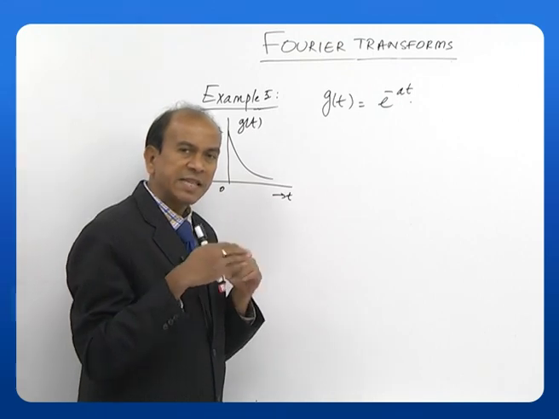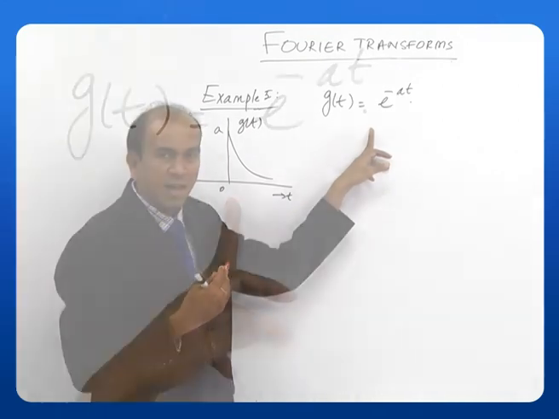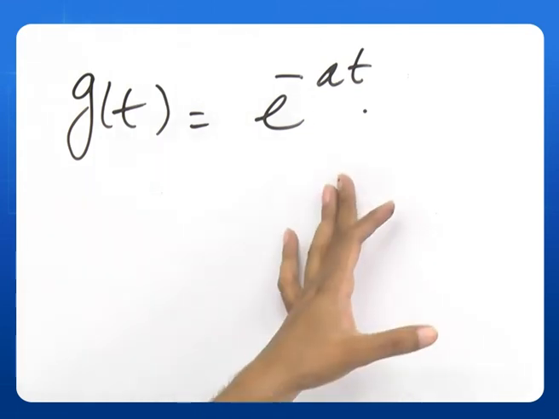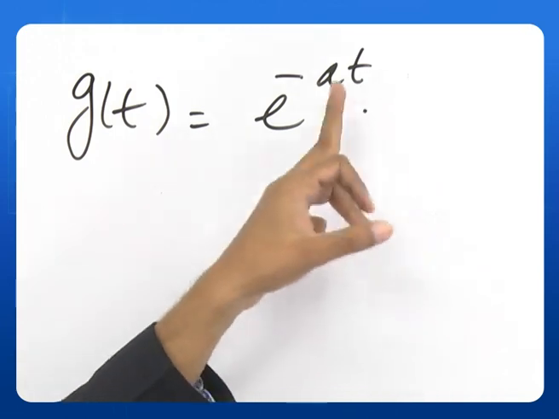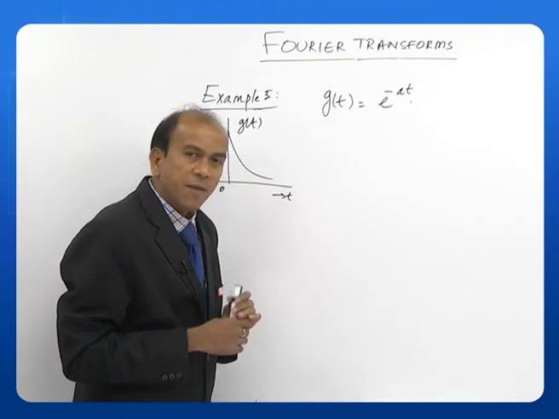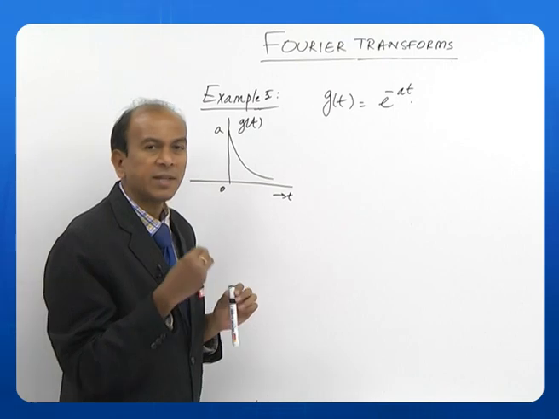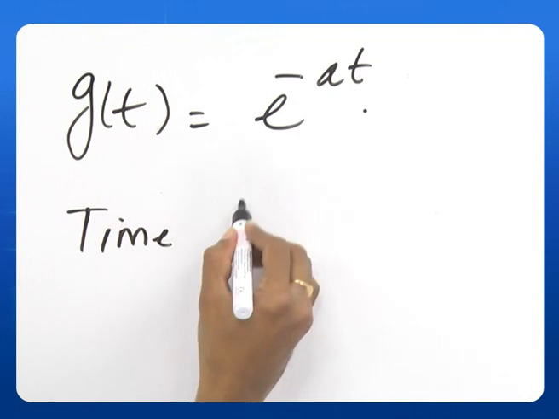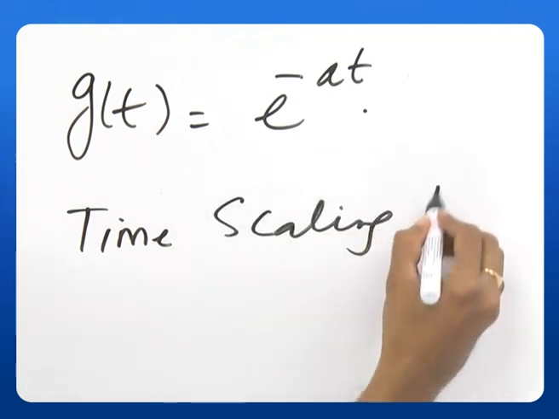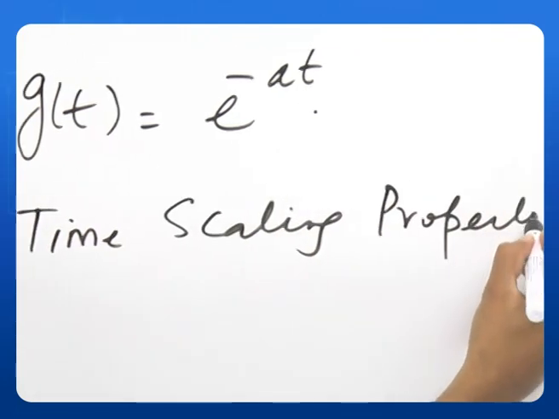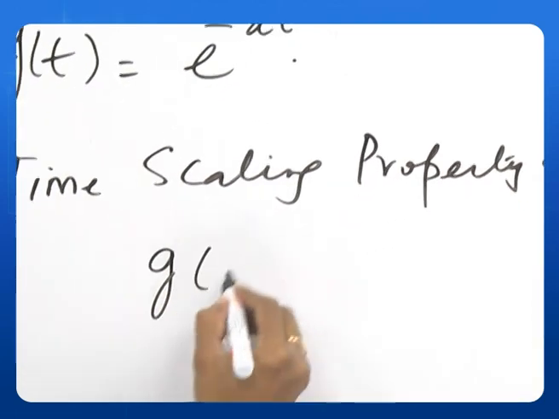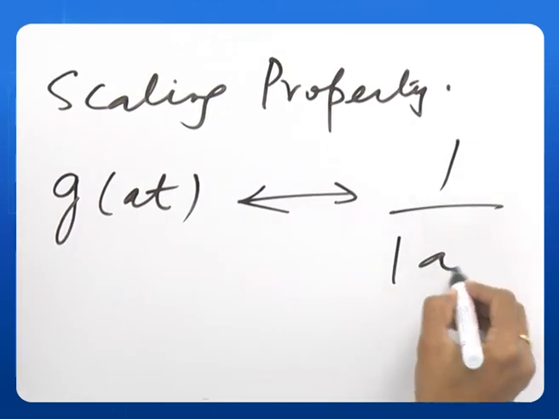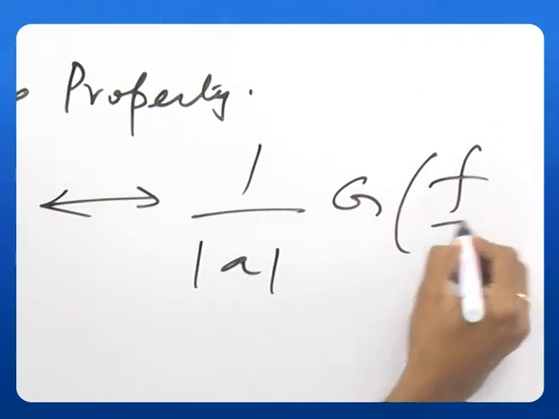Now, the problem which you have seen earlier, we spoke about e to the power of minus t. Now, we are speaking about a function where t is multiplied by a. So, it is an exponential function which is scaled by a factor a. So, we have to use the time scaling property. What does the time scaling property say? It says that g of a t will have a Fourier transform which is equal to 1 by mod a, G of f by a.